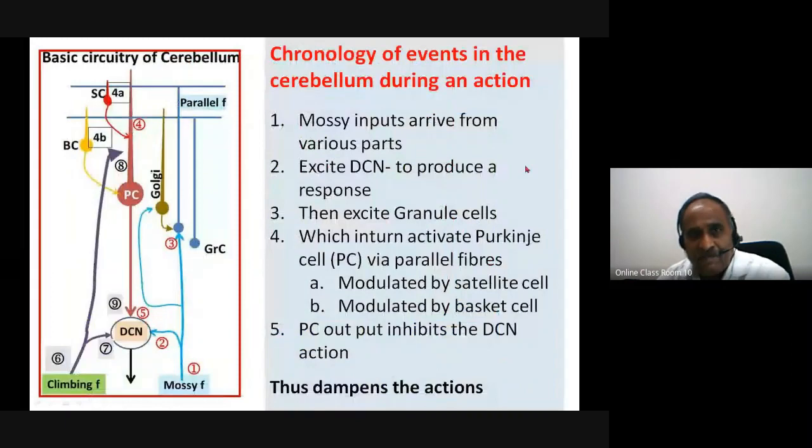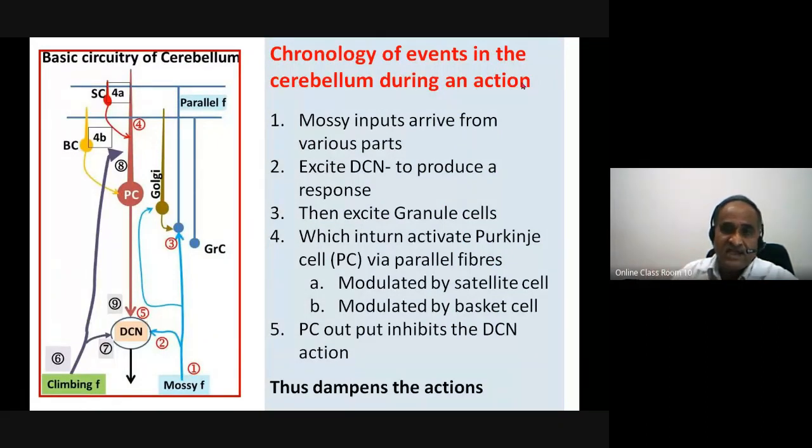Let us consider the chronology of events in the cerebellum during an action. Suppose a cerebellum receives an input, what is happening and how will it happen, what are the various cells activated. Let us start: our action begins with the input from the Mossy fiber. The Mossy fiber input comes from various parts of the brain, that is the brain stem, the spinal cord, the cerebrum, the red nucleus, and so on. The Mossy inputs arrive in various parts.